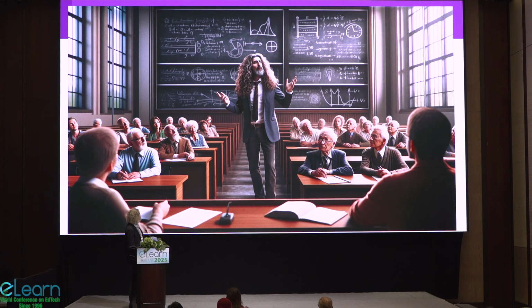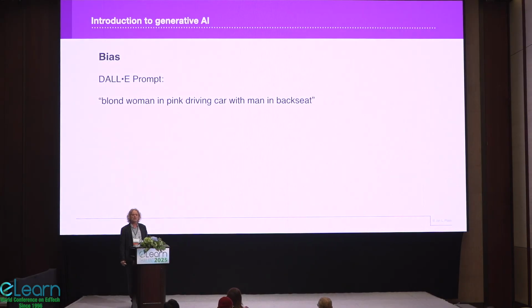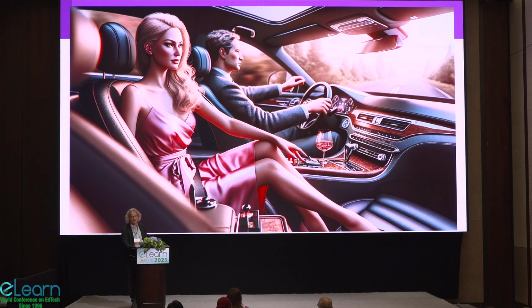They're all mostly men, not all men. They're mostly white. And we could say, how can these systems be so biased? This is unbelievable. A blonde woman, this is my favorite one, a blonde woman in a pink car driving with a man in the back seat. There she is, with the man in the back seat. At least she has a glass of rosé. That's good. But it's very clear that we have biased output based on input here.